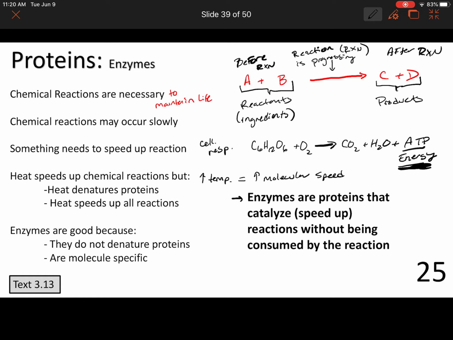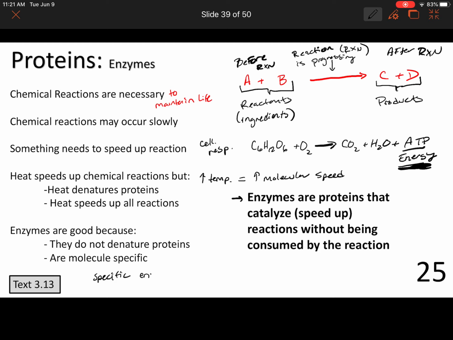Because one, enzymes don't denature proteins. They are in themselves proteins. In fact, enzymes are proteins that catalyze, which means speed up, reactions. And we say they do so without being consumed by the reaction, which just means that after speeding up a reaction, they can go on to speed up another reaction.